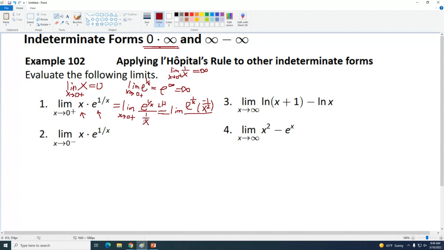Also, the denominator should be differentiated. The denominator is 1 over x, so the derivative is negative 1 over x squared. Okay, that's after L'Hopital. And then we can cancel the common factor. These two cancel, right? Now this cancels, then you have the limit of e to the 1 over x, where x goes to 0 from the positive side.